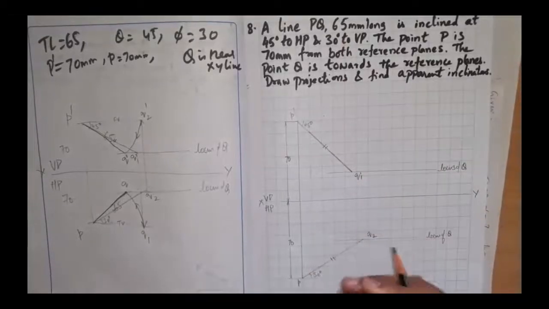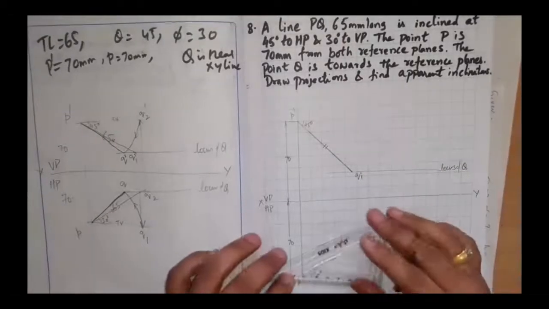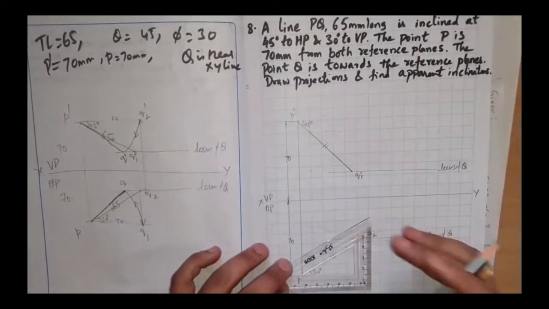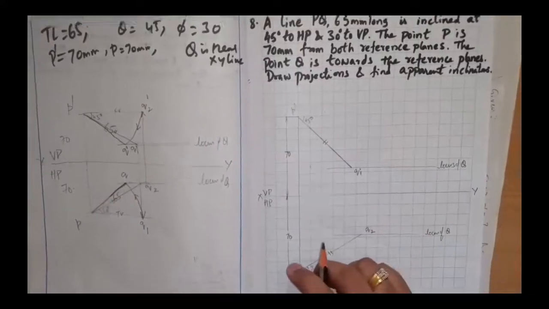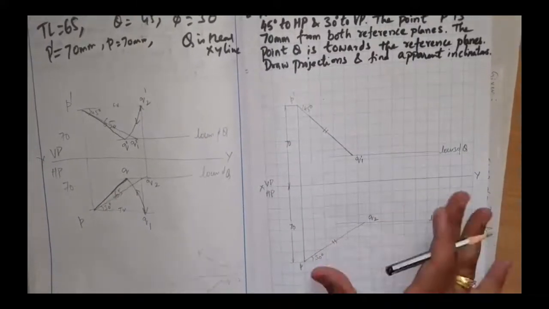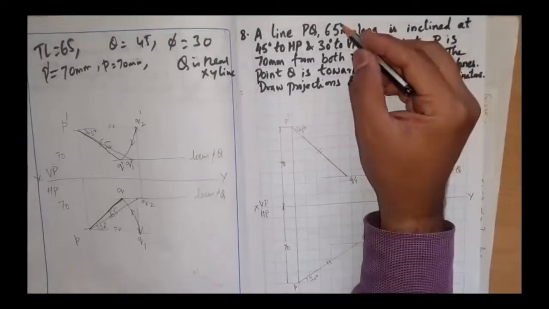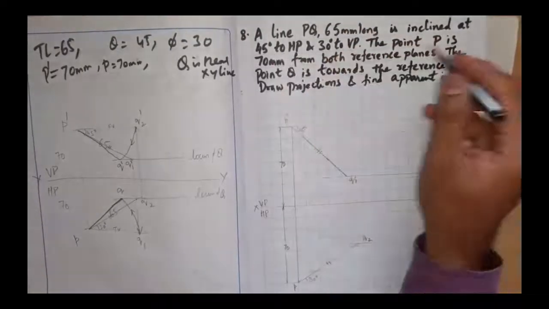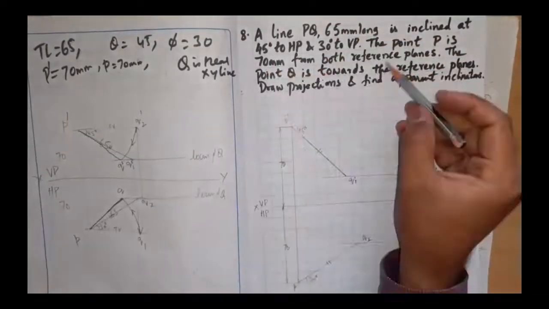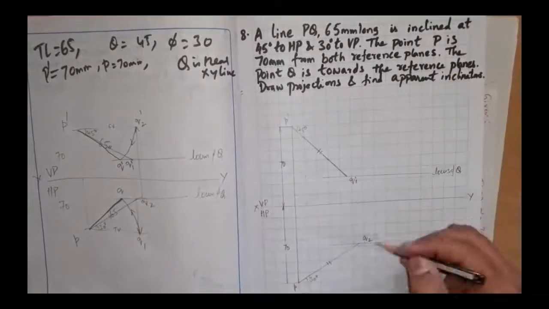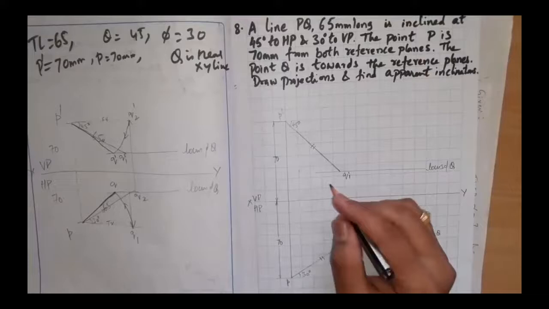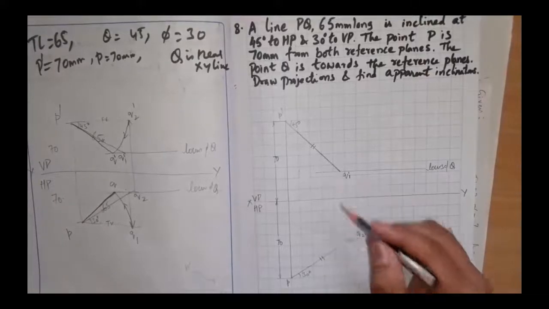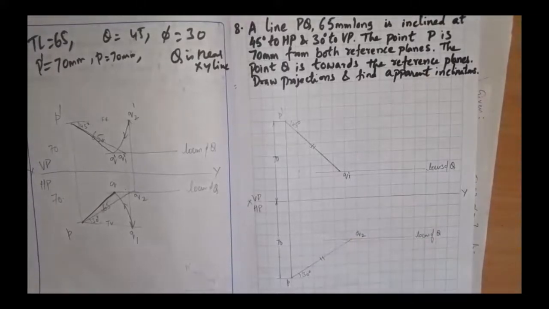Next 30-degree, I'm using a set square for 30-degree and drawing a 30-degree line. For 65 mm length, this is 65 mm length. So given numbers in the problem 65, 45, 30, 70 mm, everything is over, and Q towards the reference planes, I have also kept it. I only have to find out Q is somewhere here, Q dash somewhere here, and Q somewhere here. How to do that is very, very important.